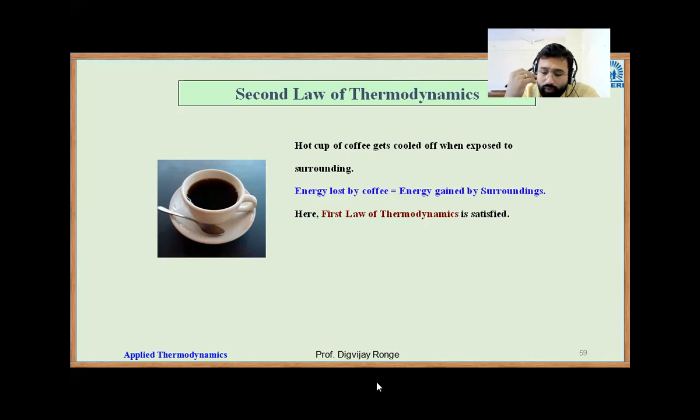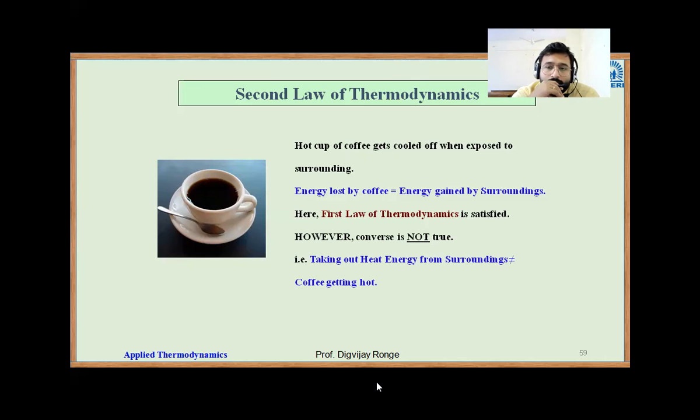So the first law does not give you direction. By the first law, you cannot get the direction. So here the converse is not true. That is, taking heat from the surroundings and the coffee getting hot. But the first law will say it is possible because all the energy is conserved. पहिल्या केसमध्ये तुमची cup of coffee तून heat transfer झाली आणि ती थंड झाली. The first law says okay, total energy is conserved, no problem from my side.